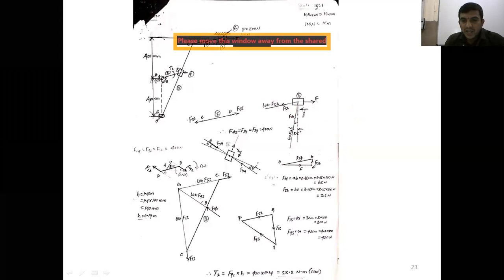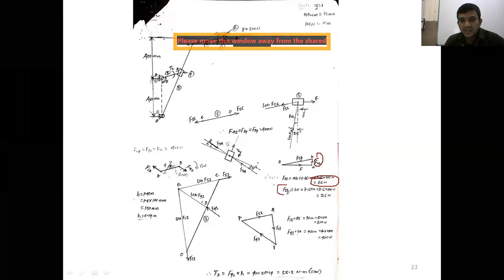Now measure AB, that is F16. The magnitude of F16 is equal to AB. You will get 0.65 centimeter. As you know that 1 centimeter is equal to 100 Newton, you will get how much? 65 Newton.